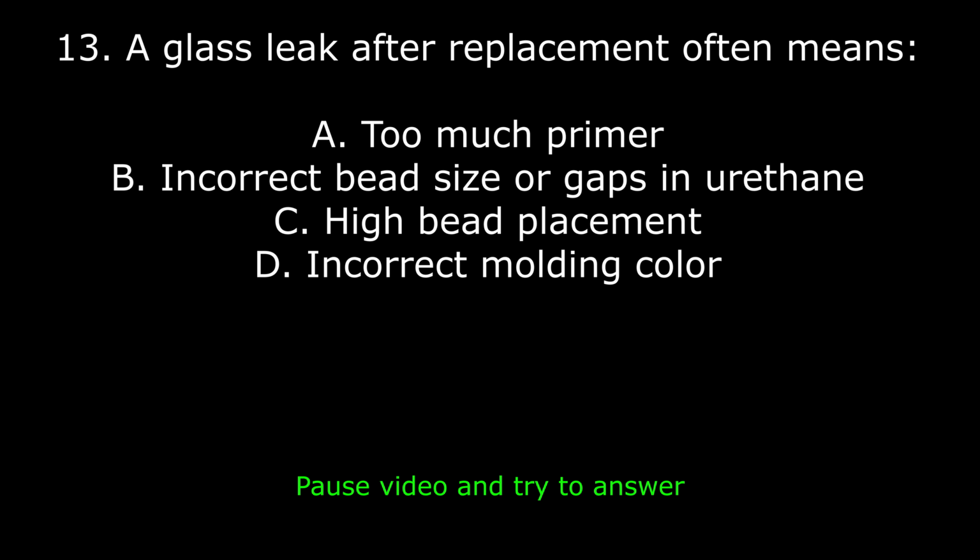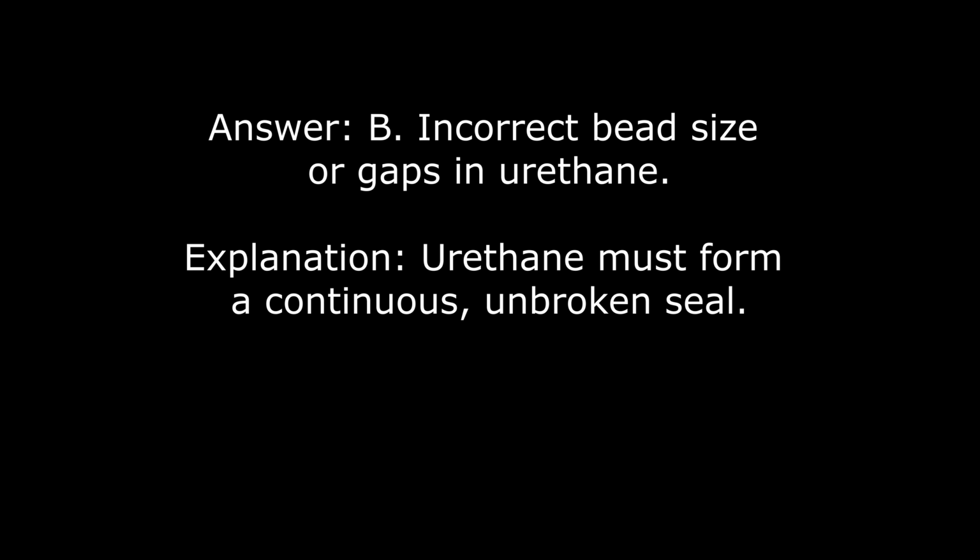13. A glass leak after replacement often means A. Too much primer. B. Incorrect bead size or gaps in urethane. C. High bead placement. D. Incorrect molding color. Answer: B. Incorrect bead size or gaps in urethane. Explanation: urethane must form a continuous, unbroken seal.